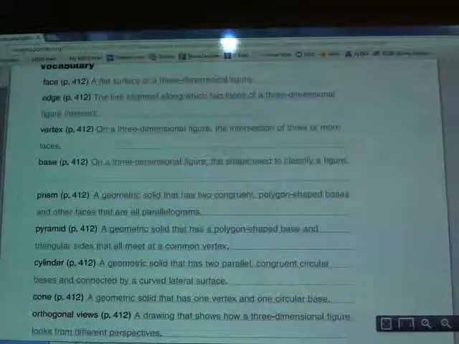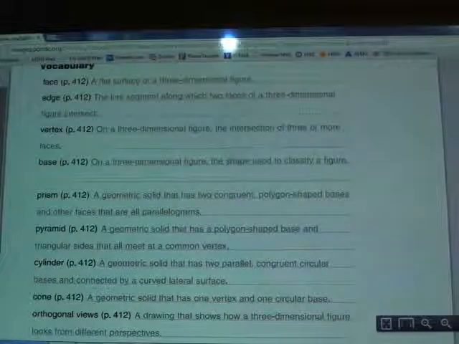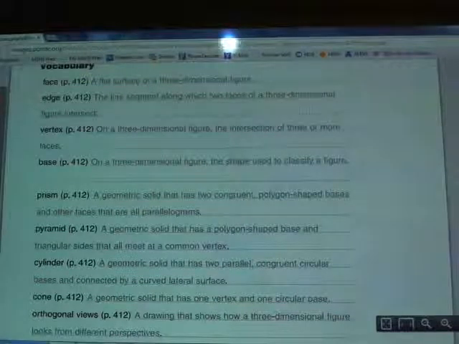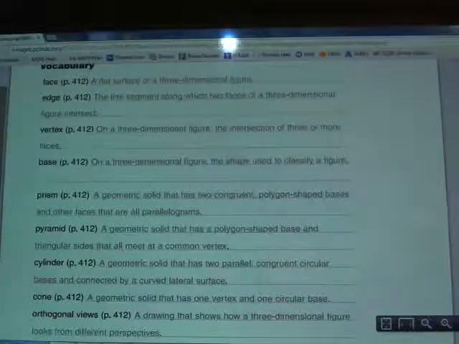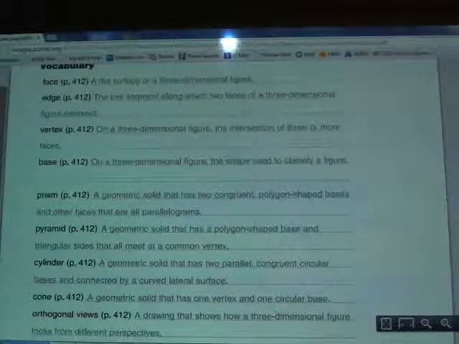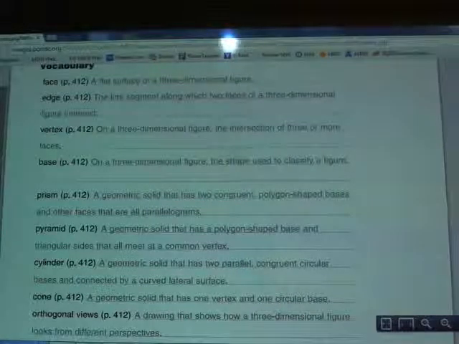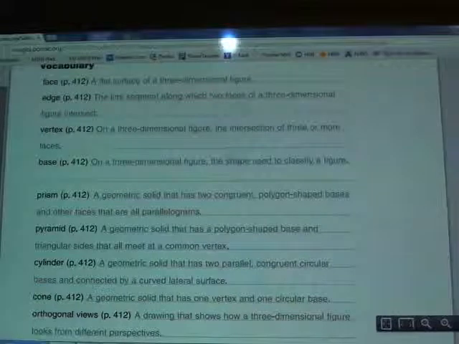Base on a three-dimensional figure, the shape used to classify a figure. The base is usually where it sounds like it would be, at the bottom, and that's how we name the shape. For instance, if we have a pyramid shape and the bottom is a pentagon, then that's a pentagonal pyramid. If we have triangles going all around, which would indicate a pyramid, and the bottom is a square, then it's a square pyramid. But that piece at the bottom, which is the base, is how we name or call that shape.